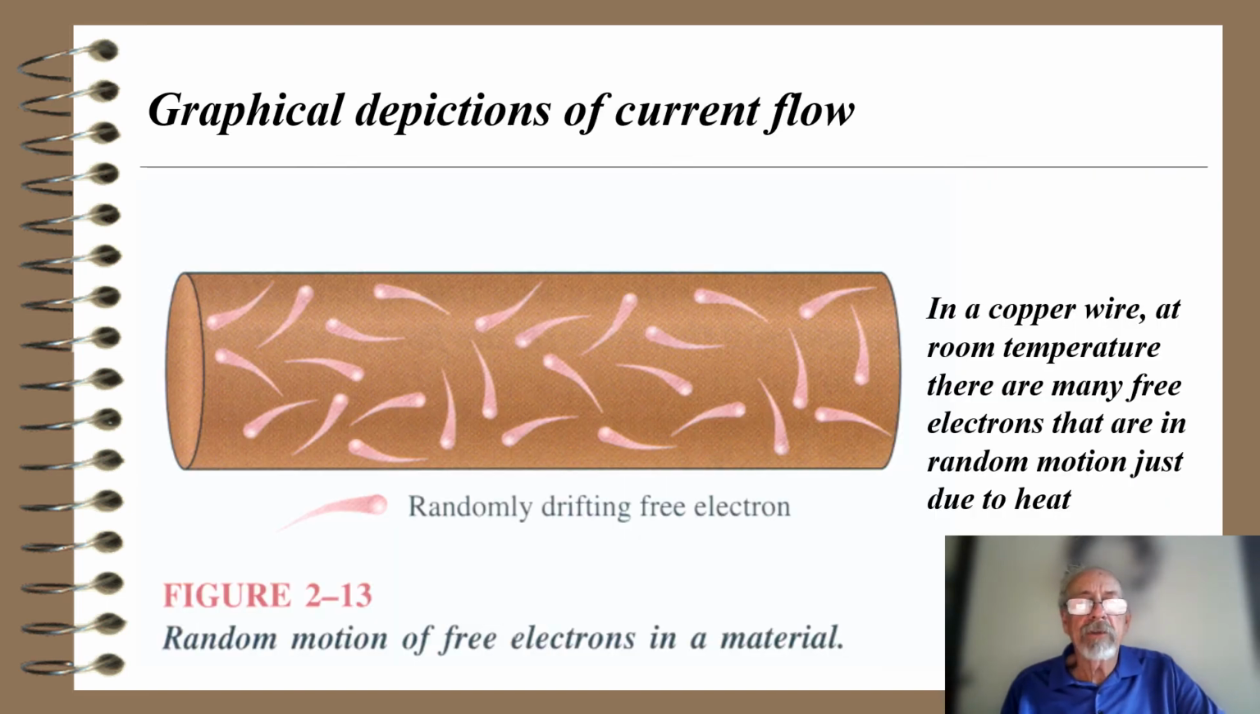So here's a graphical description of a current flow. What you see here is a piece of wire, and the wire has randomly drifting free electrons just due to the ambient temperature or heat. So in a copper wire at room temperature, there are many free electrons that are in random motion just due to heat. And basically as many go to the left as go to the right. So there's no net current flow.